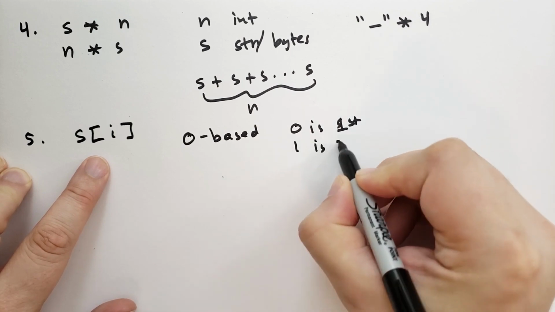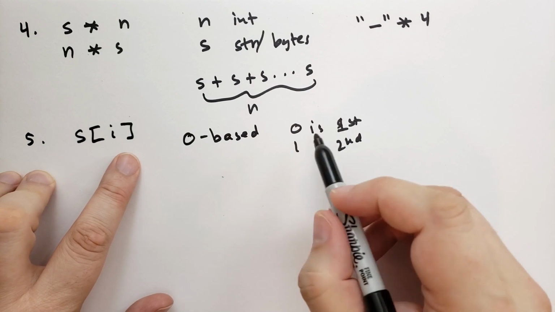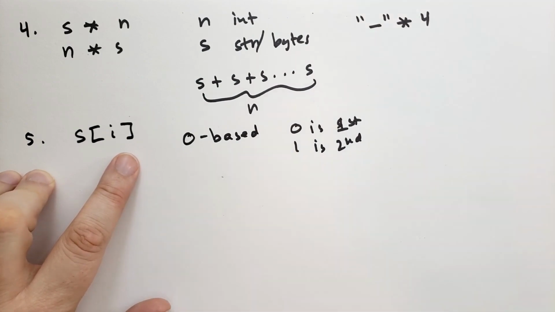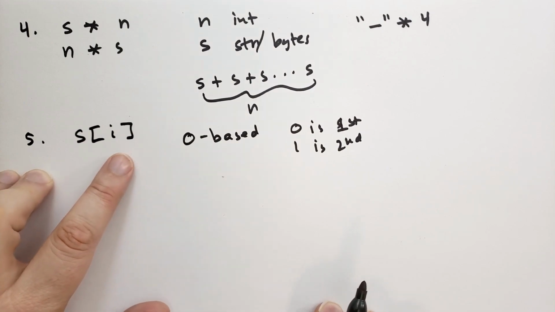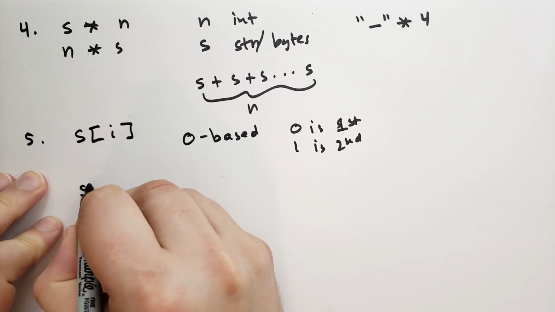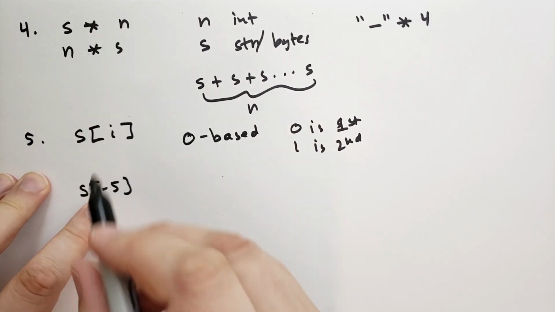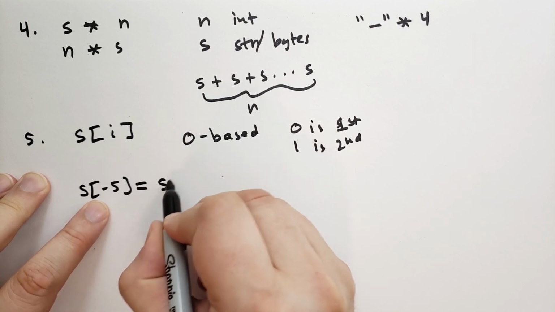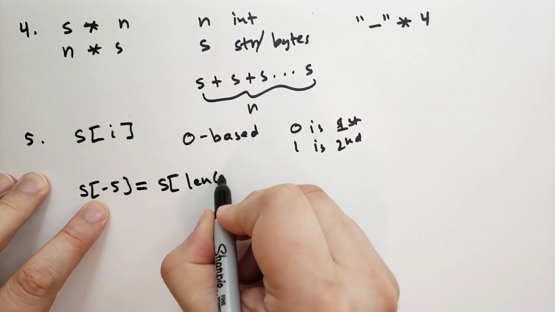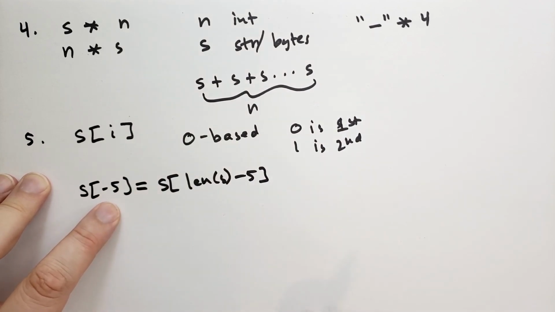And 1 is second, and so on. So it's a little bit confusing. So just say the ith element, okay? The 0th element, the 1th element, we say it that way so we don't confuse ourselves. You can, of course, use negative numbers. So, for instance, s of -5. And what this does is it adds this negative number to the length of the string. So this is going to be the same as s of the length of the string minus 5. So it's basically 5 from the end.